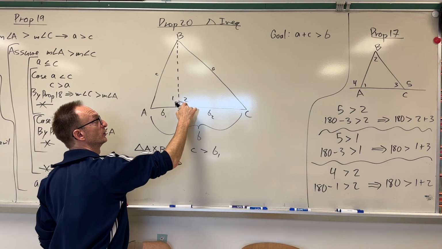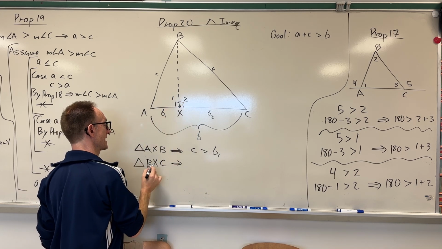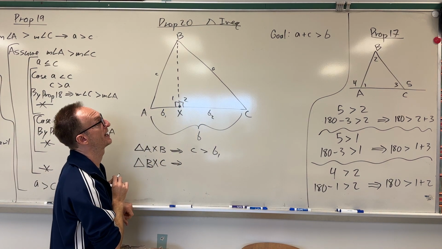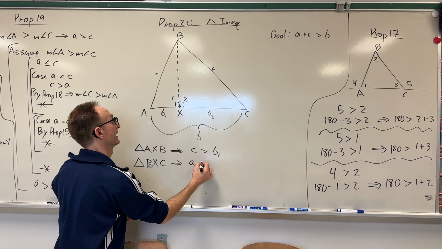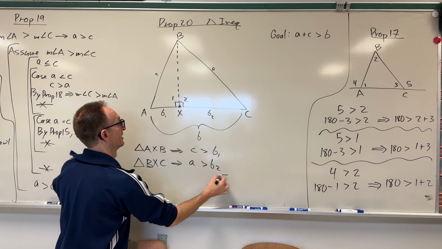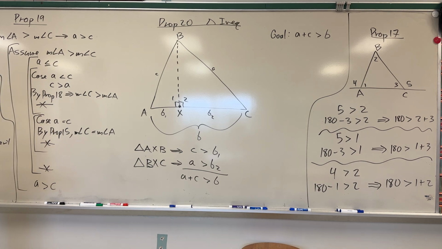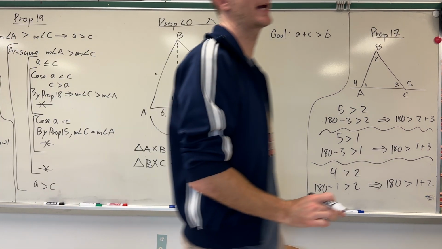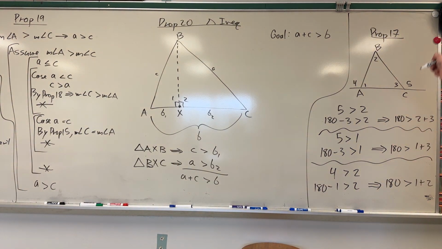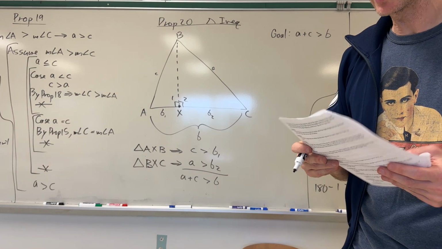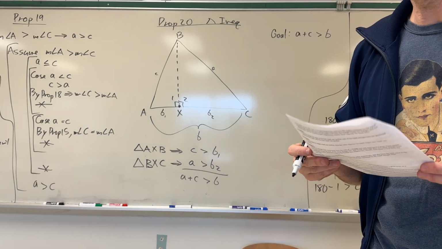This angle 2 has to be the largest angle in that triangle, and therefore A has to be greater than B2. And therefore, A plus C is greater than B. All right, that's pretty satisfying. Yeah. Okay, good. What have we accomplished? Ordering theorem, we did prop 17, we did 18, 19, 20. It's like overachievers over here.